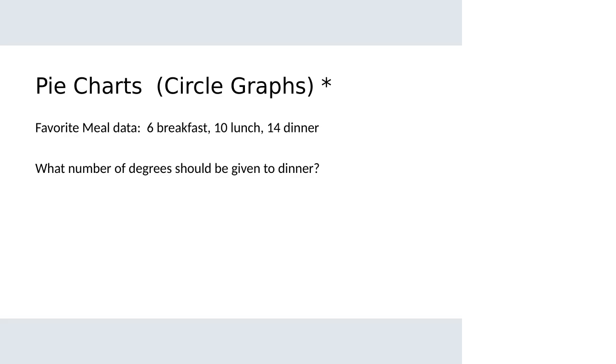Favorite meal data was collected from some people. 6 people said breakfast was their favorite, 10 people said lunch was their favorite, and 14 people said dinner was their favorite. We're going to draw this pie chart together, but first, I want you to answer the question, what number of degrees should be given to dinner? So that's the poll that I'm going to set up, is strictly how many degrees would you give to dinner?